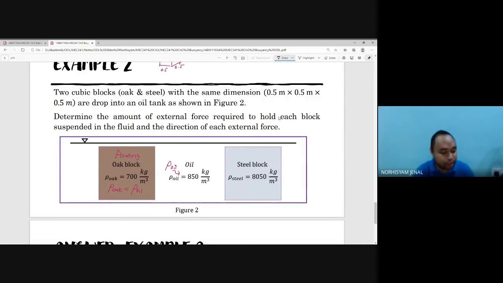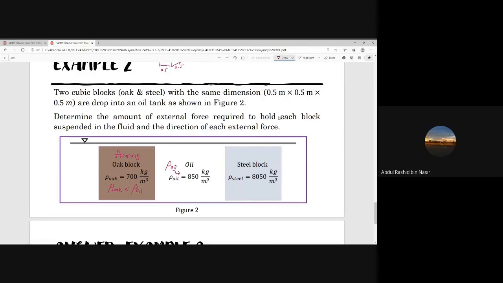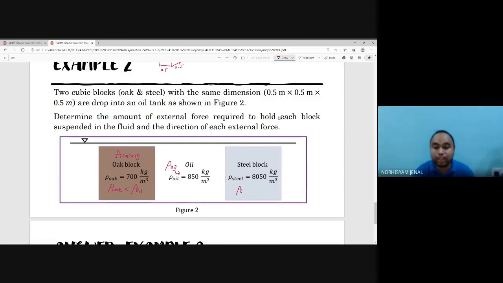Steel block, Abdul Rashid, is it floating or sinking? Sinking, sir. Because? It has higher density than oil. Yeah, correct. So the density of steel will be higher than rho of oil. Okay, so rho of steel is higher than rho of oil. This should be sinking.